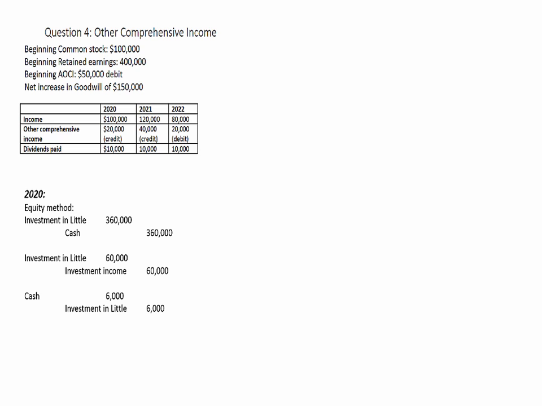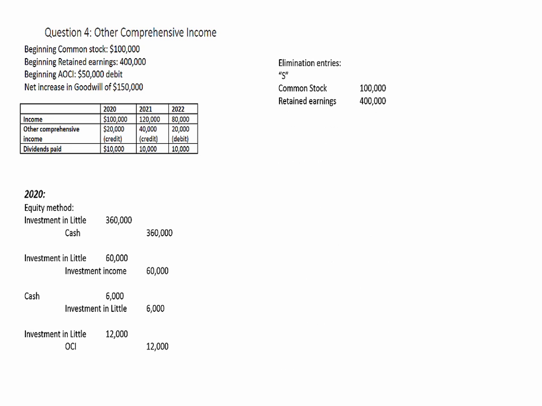So first, for 2020, under our equity method entries, we're going to have our purchase of the investment, of course. We record our share, 60% of the reported income. We record our share of the $10,000 in dividends, and we record our share of Little's other comprehensive income. So they have positive or credit other comprehensive income of $20,000. Our share of that is $12,000.